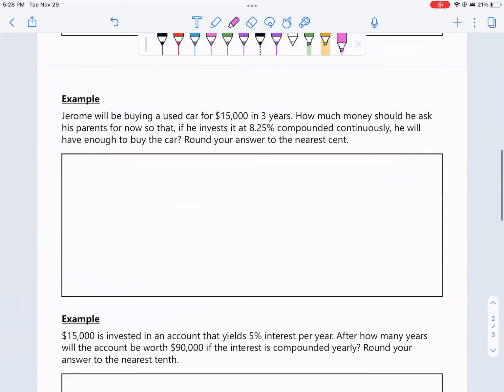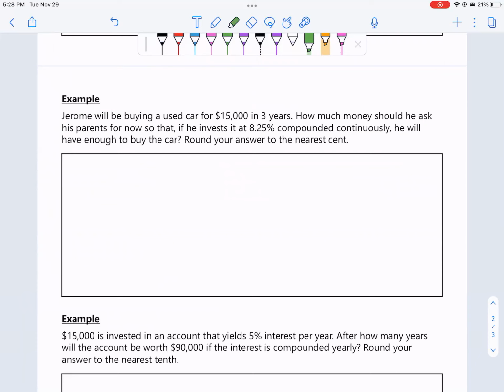All right. Let's do another example. Jerome will be buying a used car for $15,000 in 3 years. How much money should he ask his parents for now so that if he invests at 8.25% compounded continuously, he will have enough to buy the car? Round your answer to the nearest cent.